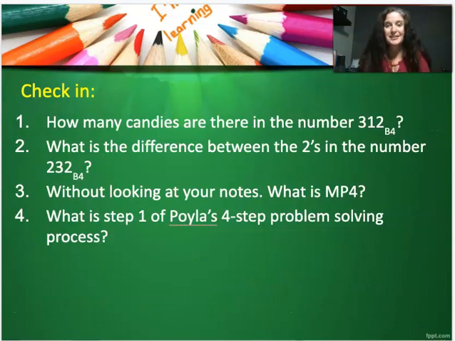Here's a quick check-in for you. How many candies are there in 312B4? How would you do that? You have to think about how those place values are. And what's the difference between the 2's and the number 232B4? Could you describe it in words? Could you explain it to someone? Now here's a flashback to week 1. Without looking at your notes, what is MP4? It's a good way to study. And lastly, back to week 1 as well, what is step 1 of Polya's 4-step problem-solving process? After you answer those, go ahead and move to the next part of the video so you can see the answers.